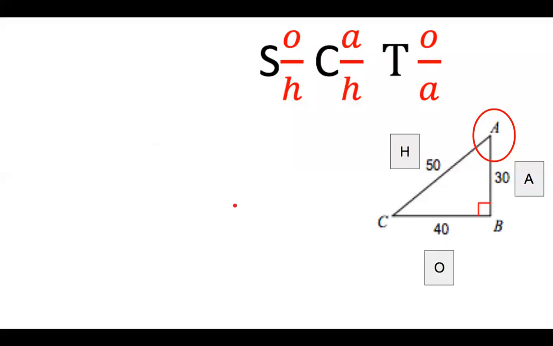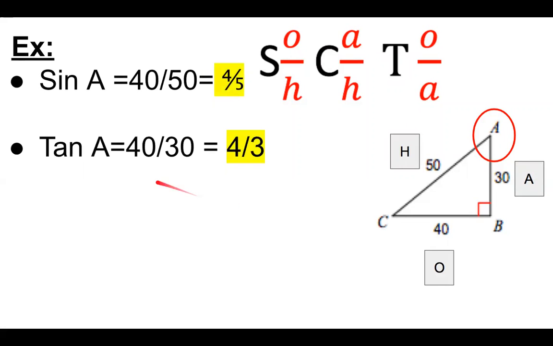Because I'm using Google Slides, it kind of just did it for us. So for example, sine A is going to be 40 over 50. That's because sine is O over H. O is 40, H is 50. So O over H, 40 over 50. And if you reduce that, it is 4 over 5. So that's how you find out what sine of A is. Tangent of A is going to be, if you look here, O over A. So that's how we got O over A. So 40 over 30, and that reduces to 4 over 3.